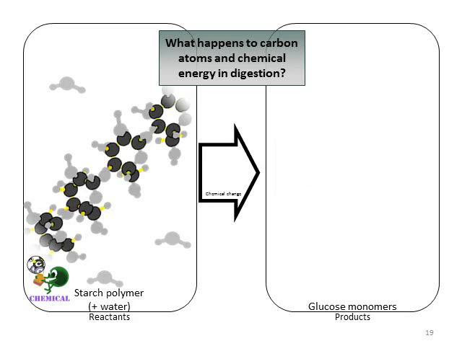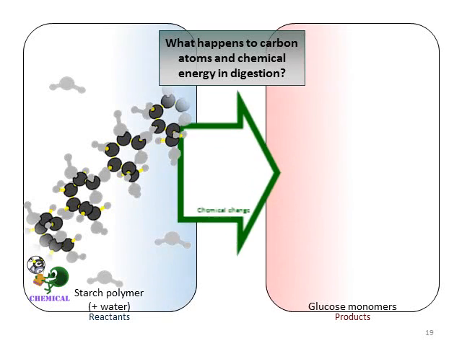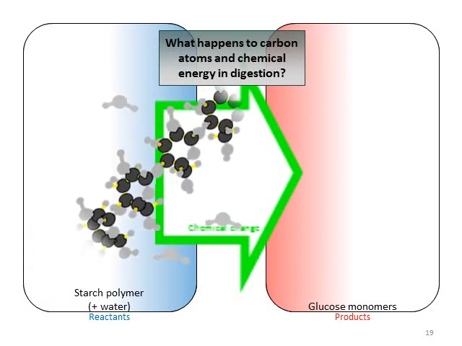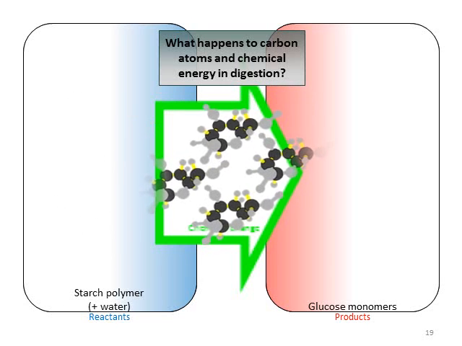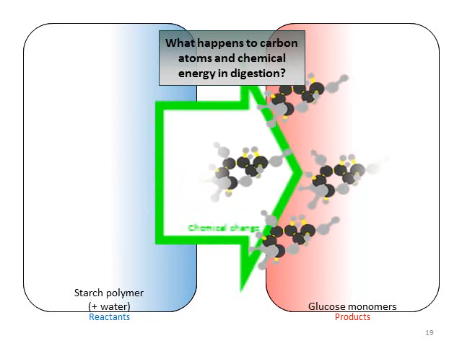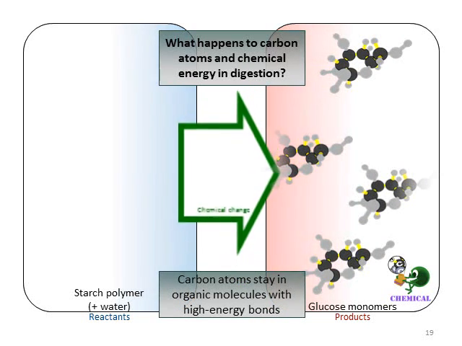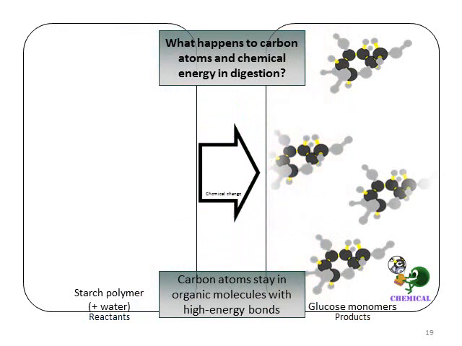Here we're going to keep track of the chemical energy and the carbon atoms. And if you were to actually count them up, you would see that you end up with the exact same number of carbon atoms and the exact same number of high energy bonds as you started with. So the carbon atoms stay in organic molecules with high energy bonds.